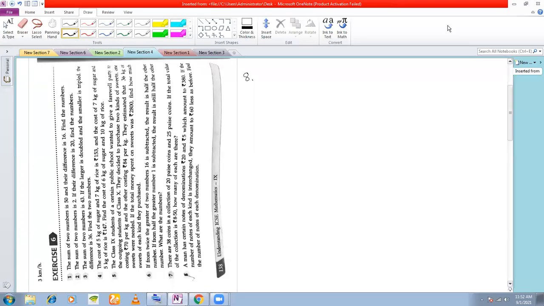Now, suppose you have a 20 rupees note. The 20 rupees that is written on that note is called the denomination of the note. So suppose you have some 20 rupee notes and some 5 rupee notes in your pocket, and you total them up to 380. How many 20 rupee notes and how many 5 rupee notes do you have?